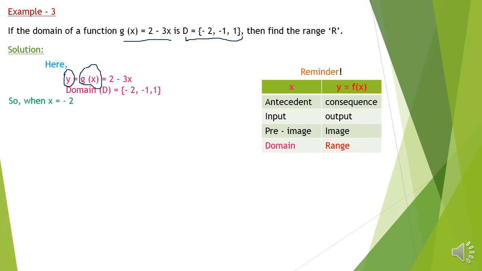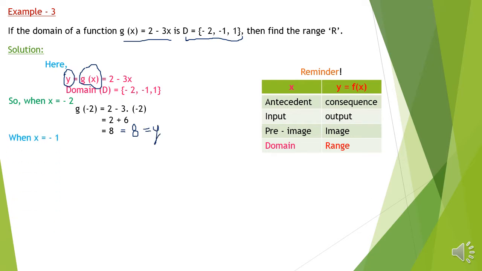When x is equal to -2, if the domain is given, then x is given. So the input will be -2. Here x of the function g is substituted by -2 because the input value is -2. The input variable is x, and the input variable takes the input value. So we have to replace x with -2. On calculation, -3 times -2 gives +6, so 2 + 6 gives 8. So when x is -2, the value of y is 8.